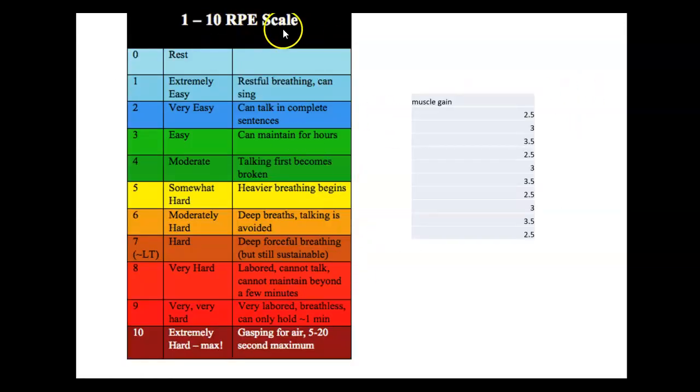If we look at an RPE scale, sometimes it's measured up to 20, from 6 to 20, but in this case I just use a 1 to 10. This is qualitative data. We might ask someone how they feel when they're exercising, and then rank them, where 0 means they're resting, and 10 means the hardest you could possibly work. Quantitative data might involve measuring how much muscle somebody gained after a program.